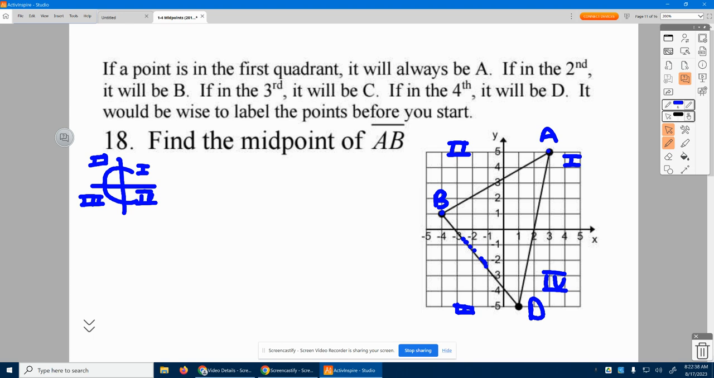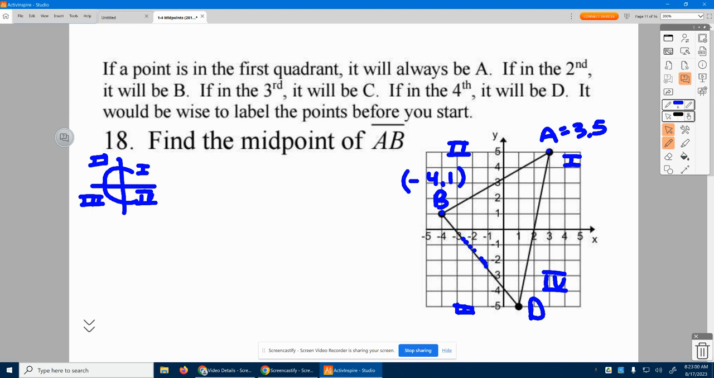It says find the midpoint of line segment AB. Well, we have to first figure out where A and B are located. We see A, it went over 3, up 5. So A is at 3, 5, and B is at -4, 1. And we want the midpoint.